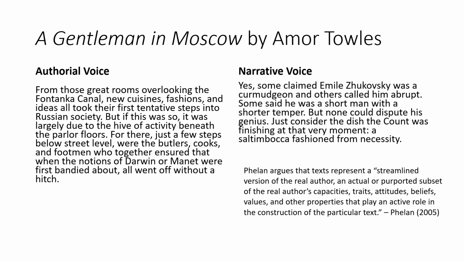So Phelan argues that texts represent a streamlined version of the real author, an actual or purported subset of the real author's capacities, traits, attitudes, beliefs, values, and other properties that play an active role in the construction of the particular text. And the reason that I have included this is because it's giving you a few more ideas of things that you can look for in a text when you are analysing that with your students.